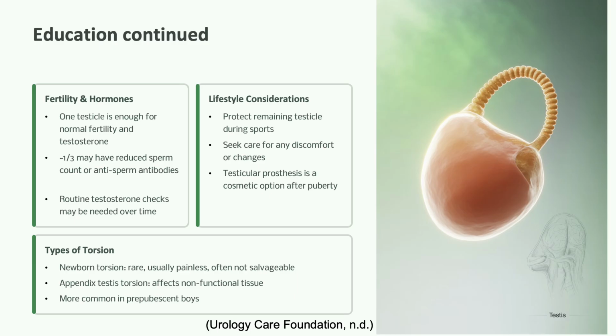Types of torsion: newborn torsion is rare, usually painless, and often not salvageable. Appendix testis torsion affects non-functional tissue, and it's more common in pubescent boys.